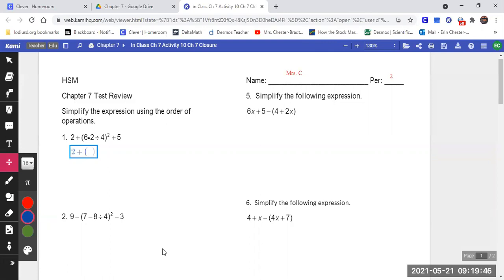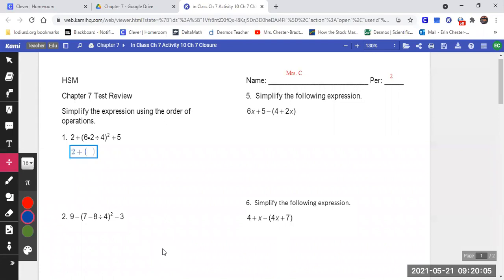I see multiply and divide inside the parentheses. According to the rules, I do it like I see it. So what would I do first? I would do the multiply first. But it's not always multiply first. It's like you read it from left to right.